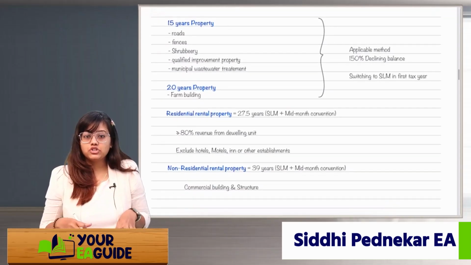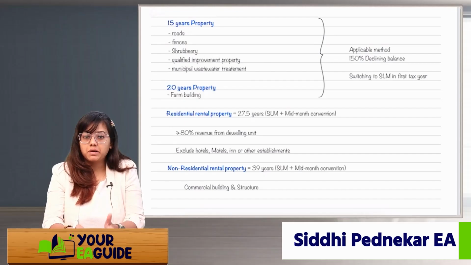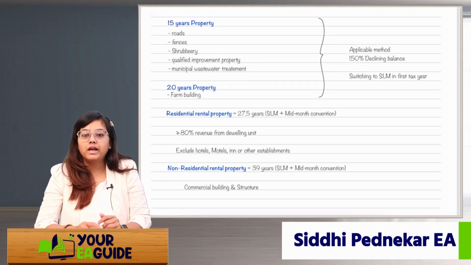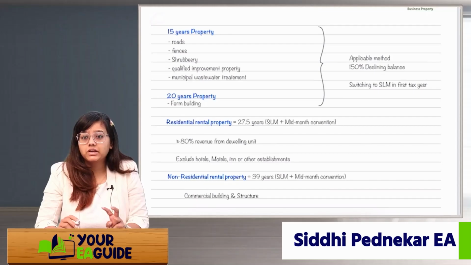If it's a residential rental property, residential rental means what? If you have rented your property and that property is used for residence purposes, that is residential rental property. In that case, for calculating the depreciation, the life will be taken as 27.5 years. Okay, here you can use SLM plus mid-month convention.